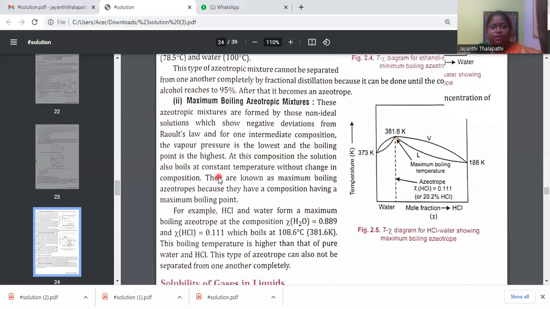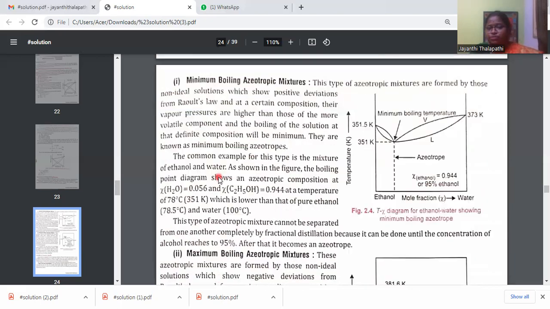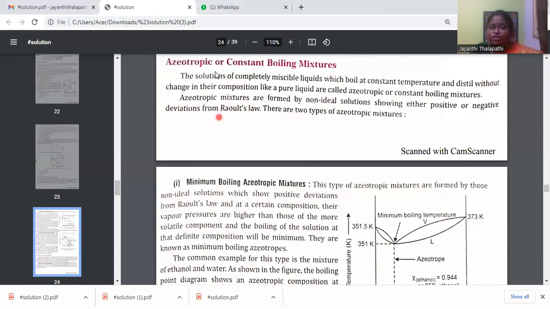Okay. Come again. What is an azeotropic mixture actually? The solutions of completely miscible liquids which boil at constant temperature and distill without change in their composition like a pure liquid is called an azeotropic mixture.